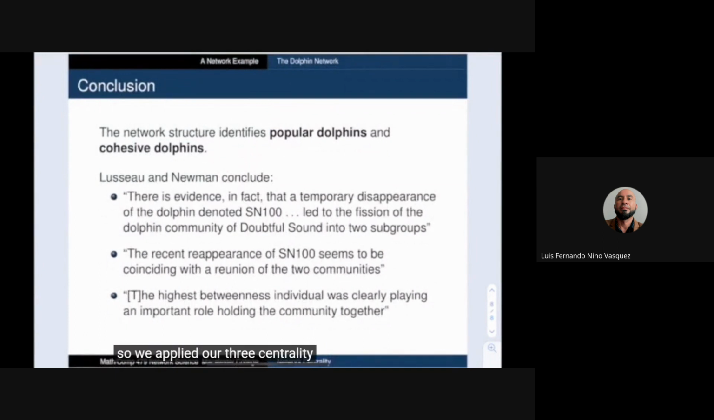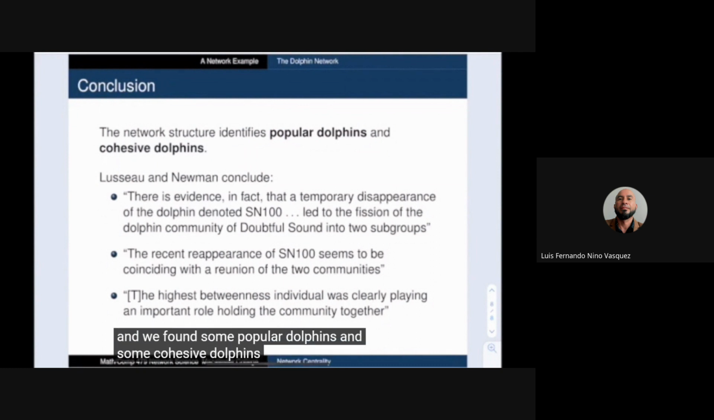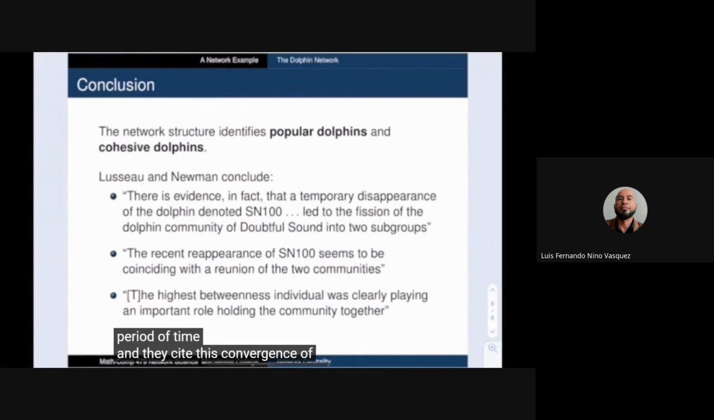So we applied our 3 centrality measures to this dolphin network, and we found some popular dolphins and some cohesive dolphins. Lusseau and Newman draw particular attention to dolphin SN100 in their paper. Apparently, the network fractured when that dolphin disappeared for an extended period of time. And they cite this convergence of network structure with observed behavior as evidence that the network perspective is a valuable tool in understanding the social dynamics of these mammals.